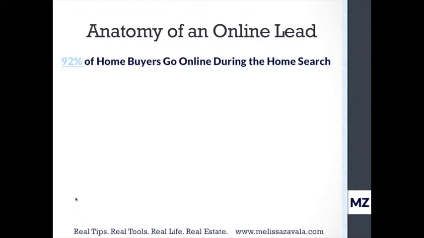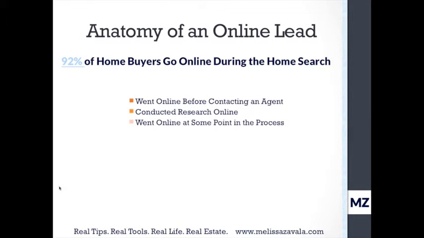90% of home buyers go online during their home search. So that's 92% of all the people buying homes are going online at some point during their home search. And this is really interesting. 41% went online before they contacted an agent. 11% conducted some sort of research online related to real estate. Principally, those would be first-time home buyers looking to learn about the process, home inspectors, appraisals, all the things that they want to know to have some background about home buying. Those make up the large chunk of that 11% of people that were conducting research online.